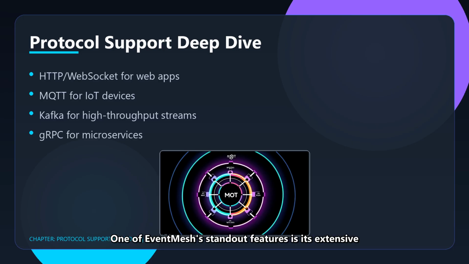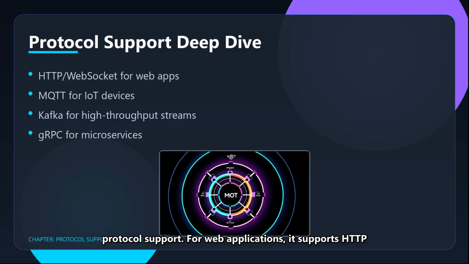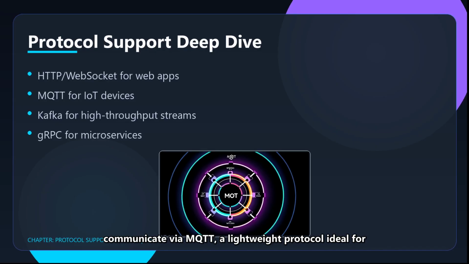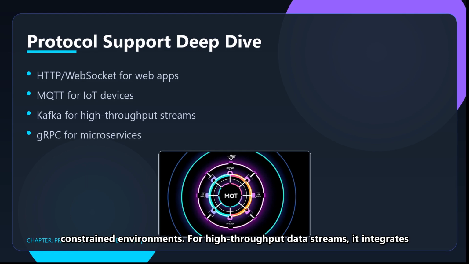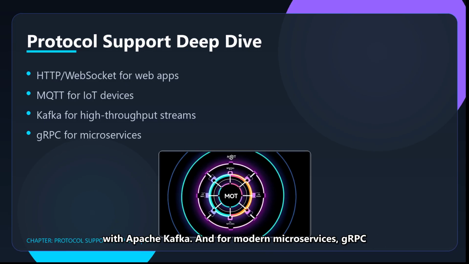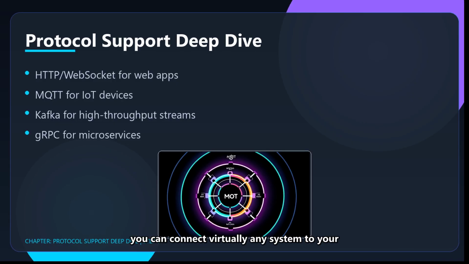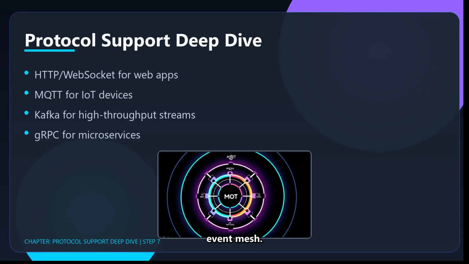One of EventMesh's standout features is its extensive protocol support. For web applications, it supports HTTP and WebSocket, making integration straightforward. IoT devices can communicate via MQTT, a lightweight protocol ideal for constrained environments. For high-throughput data streams, it integrates with Apache Kafka. And for modern microservices, gRPC support enables efficient, strongly typed communication. This versatility means you can connect virtually any system to your EventMesh.